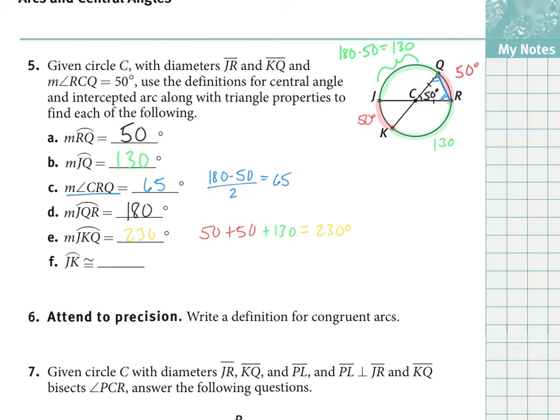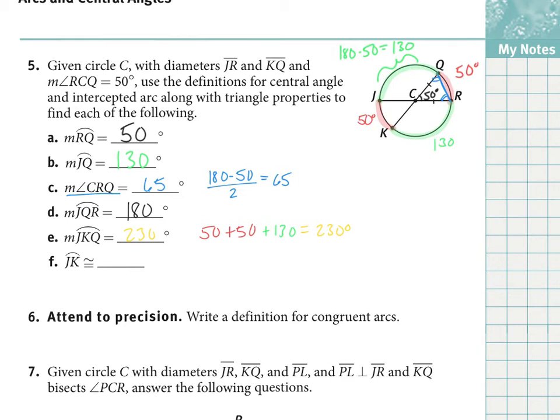All right, looking good so far. Okay, let's keep it rolling. We're on the last one. Oh, this is one where we don't even have to find a measure. We're trying to write a congruent statement. So it says arc JK is congruent to which other arc? So which arc do you think it's congruent to in this picture?